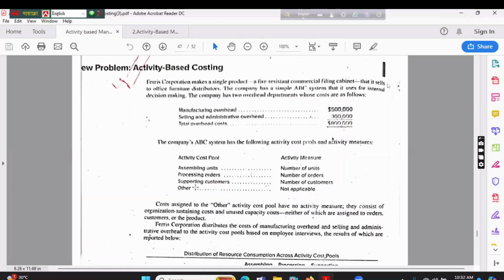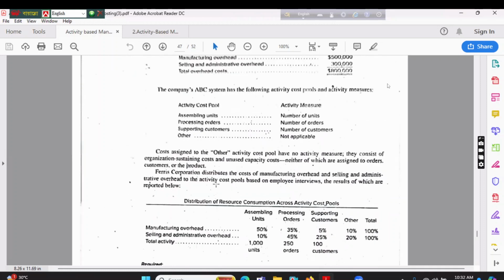That means this is facility sustaining activities. This has no activity measure. That means there is no measurable unit for this. Cost assigned to the other activity cost pool has no activity measure. They consist of organization sustaining cost and unused capacity cost, neither of which are assigned to orders, customers, or product.